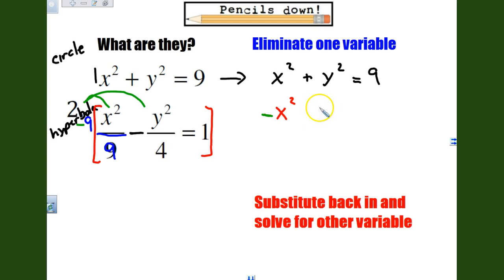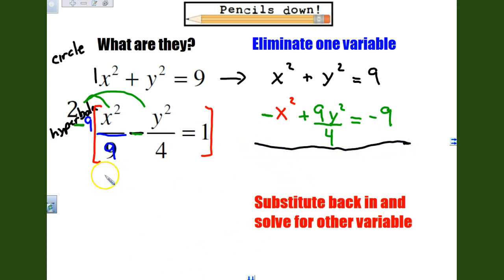Okay. That'll give us 9 y squared over 4. And then we have the negative times the negative will give us positive. Then on the right-hand side, a little bit easier, negative 9 times 1 is negative 9. There we go. So we don't care what the other terms come out to, because the whole goal to start off here is what we have right here, eliminate one variable. We'll worry about the other stuff later.